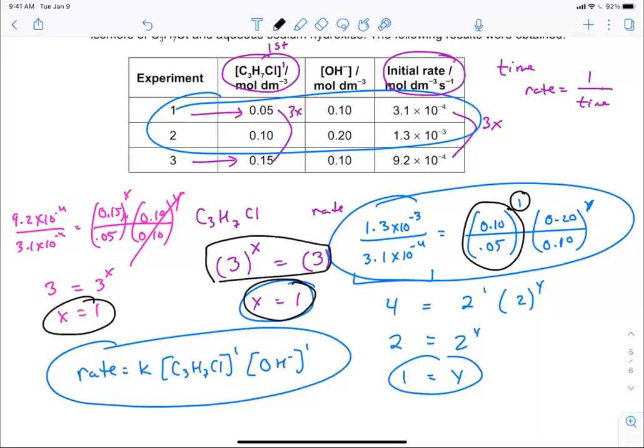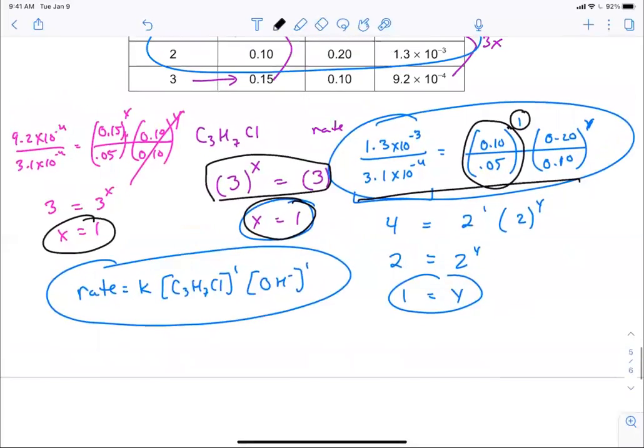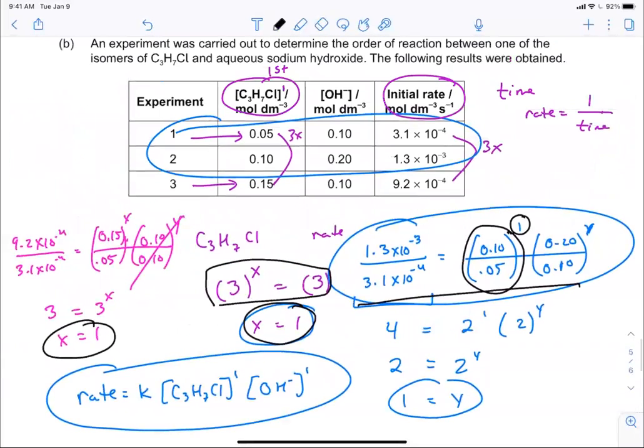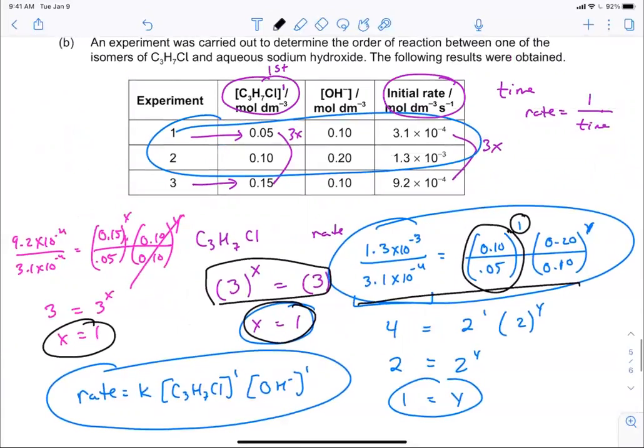Good question. They will never give you a scenario where there are no constants, because that's impossible, as there's way too much going on. But you should at least be able to find the exponents for everything except one of the species. And if you can't find it for that one species, then you can use all the other exponents to solve for that species by doing something like we demonstrated here. Okay. So this exponent 1 comes from the fact that we were able to solve for the exponent of C3H7Cl first, because OH stayed constant in trials 1 and 3.